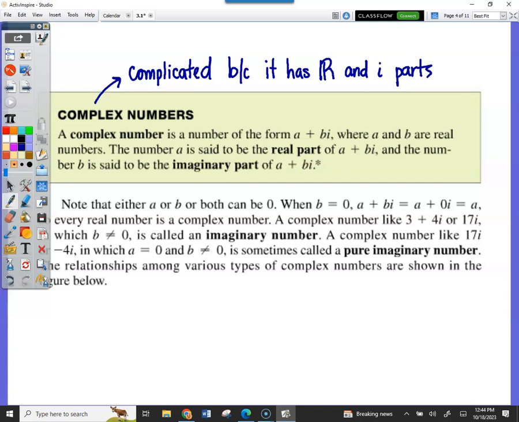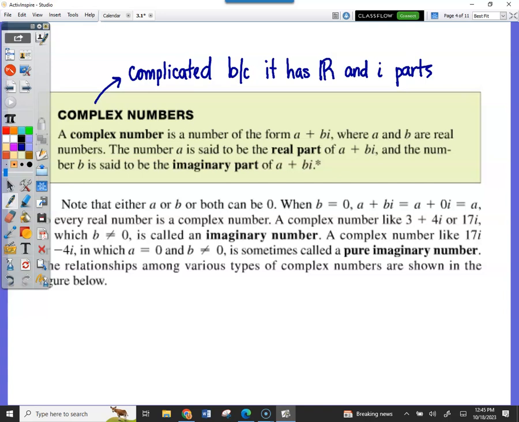Like I've said before, mathematicians name things in a way to help you remember the concept behind it. Complex numbers are complicated because there's a real number and an imaginary number. Those are not like terms at all. You can't combine them, although some people think you can.